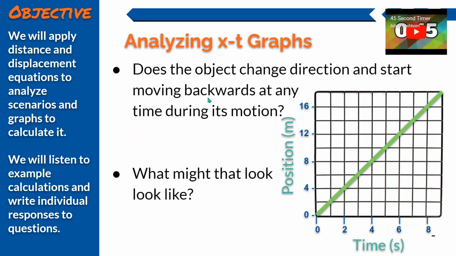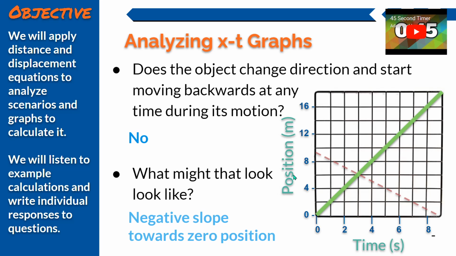All right, does this object change direction and start moving backwards at any time during its motion? Do we see that on the graph? No. Okay, we do not see any change in motion. Okay, what do you think it would look like if this object were going backwards instead of forward? It would start sloping down. Yeah, my slope would go in the negative direction instead, because I would start moving back toward a position of 0. It looks something like this. This object is moving backwards the whole time. This green one is moving forward the whole time.